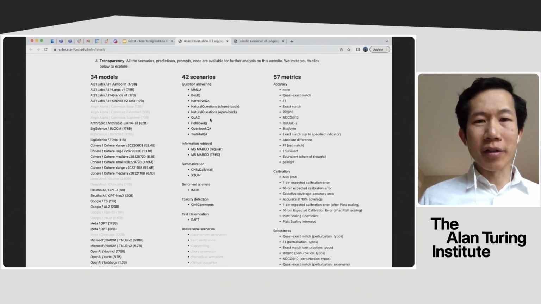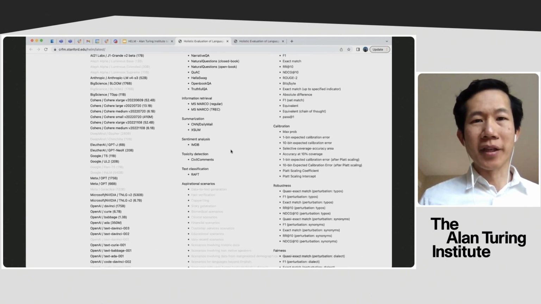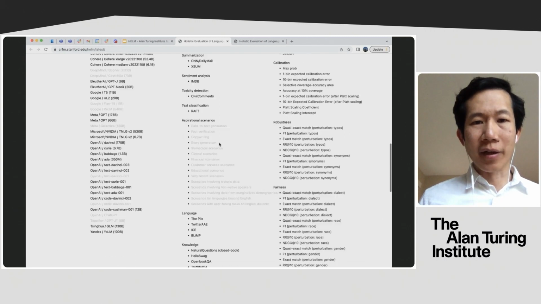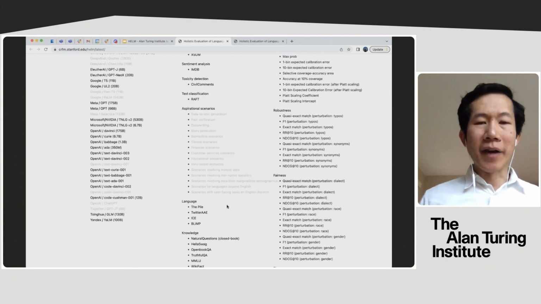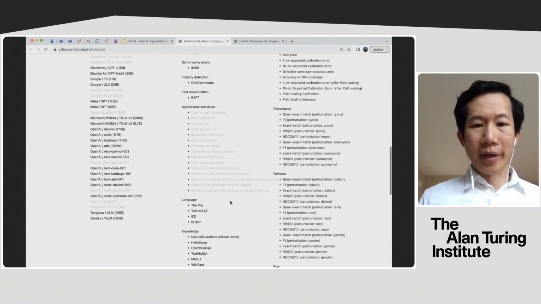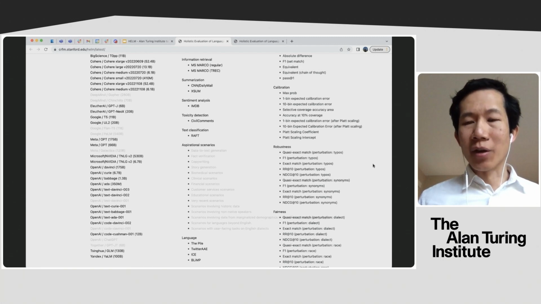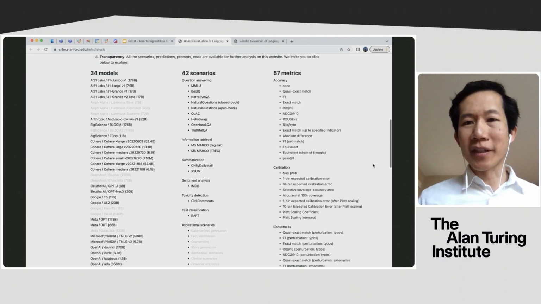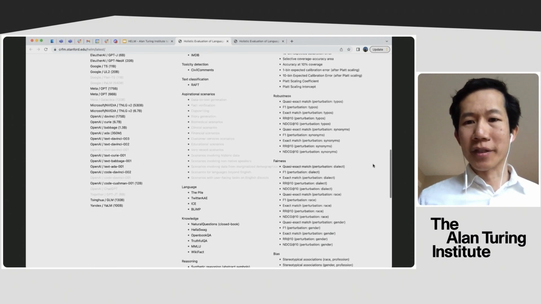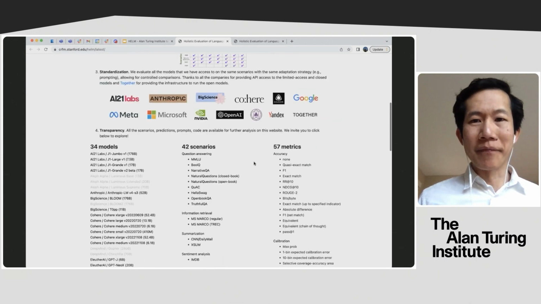Same with the scenarios. They're grouped by question answering, information retrieval, summarization, and so on. And there's different data sets on here. There's these aspirational settings, which are things that we would like to evaluate, but we haven't done that quite yet. And then all the metrics that we looked at. So I should say that the 7 metrics are really metric classes. Within each metric, there's actually a whole host of different things. So this is a very rich data set.